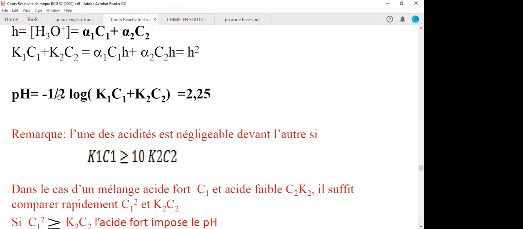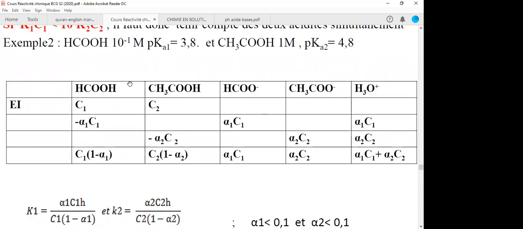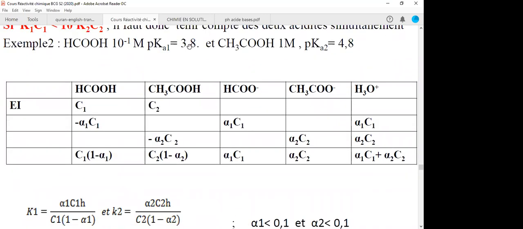So this is what we have here. pH is given. If you substitute here, where there is K1, you replace it with the constant of acidity of acid 1. For this question, since you've been given the values, you just have to replace the pKa of acid 1.